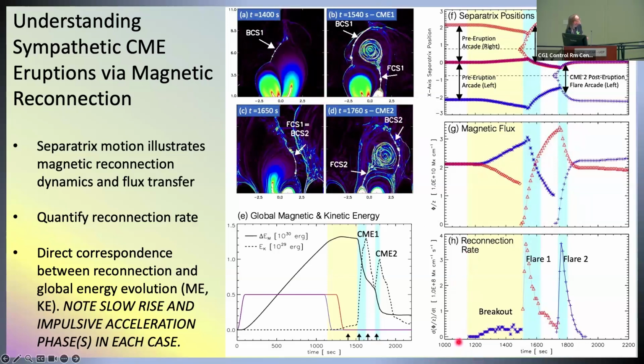And so here's the reconnection rate. It's low at the slow rise phase. So that's reconnection happening in the weak field up above this. And then the two flare current sheets going off one after another have a ton of reconnection because they're trying to get rid of all this stressed field.